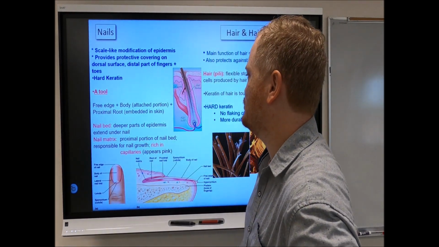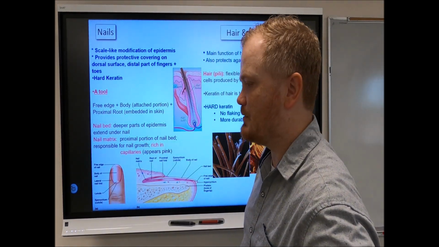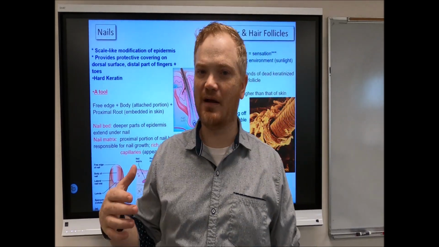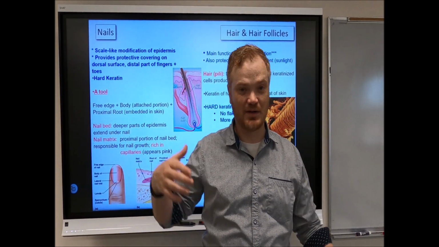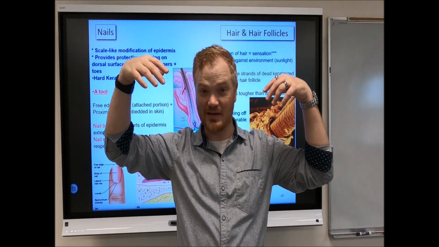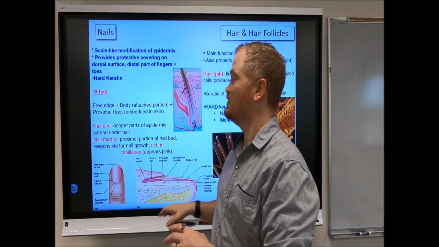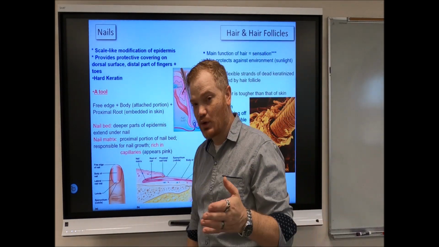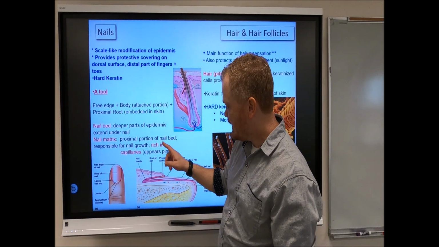Nails are just used as a tool to help us pick things up and sort through materials, and hair is a protective measure. You have hair in places that you really want to keep safe, like the top of your head from the impact of sunlight would be a good example of this. So we have these for a reason. Being that they are so similar, they grow in basically the same fashion.